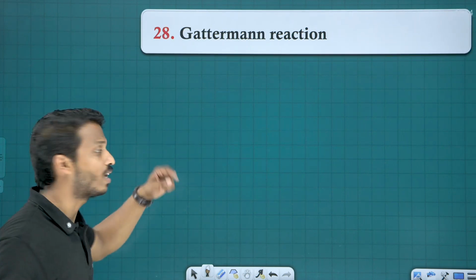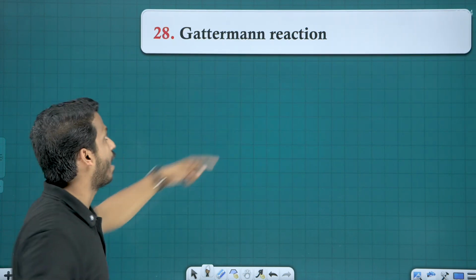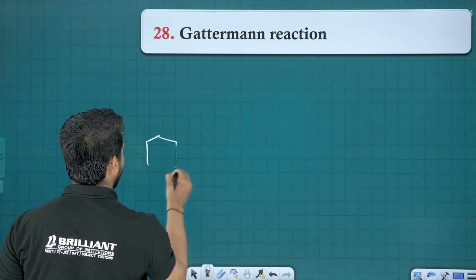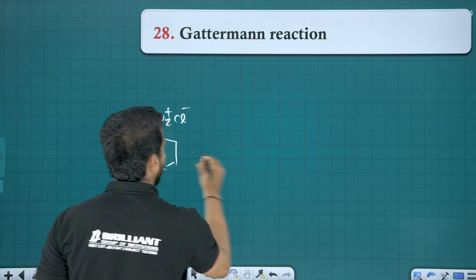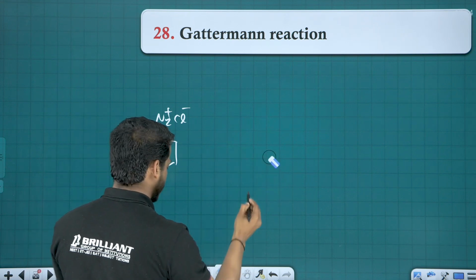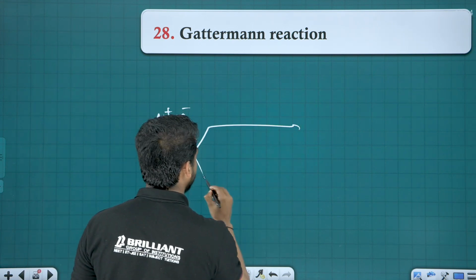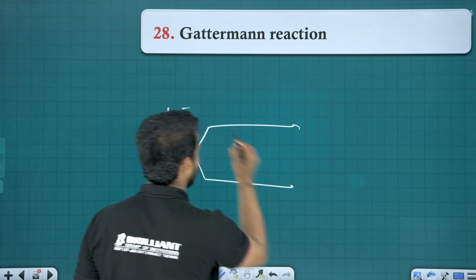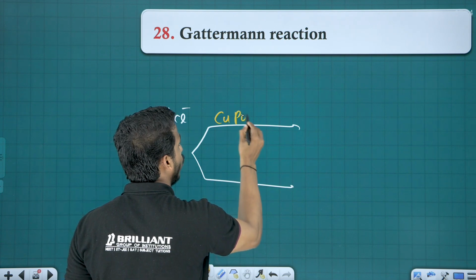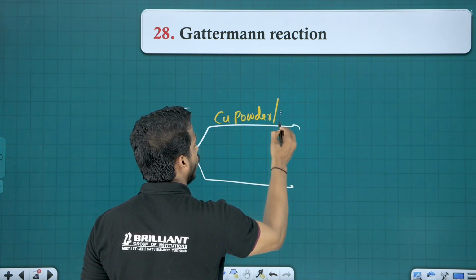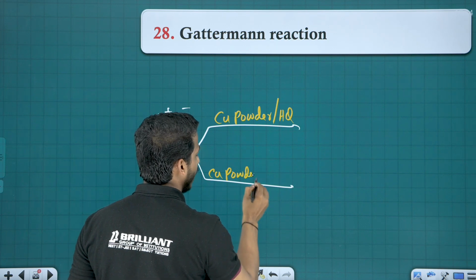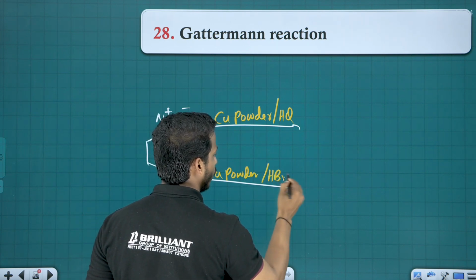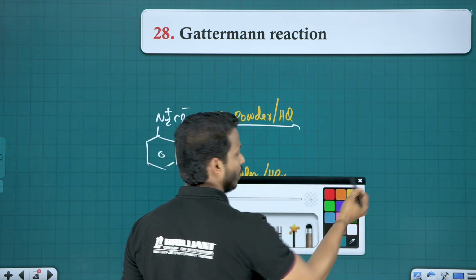In the same way, we have an alternate method for that: the Gattermann reaction. What is the Gattermann reaction? Benzene diazonium chloride reacts, and this time we are just changing the catalyst. What is the catalyst we are using? Copper powder with HCl or copper powder with HBr.